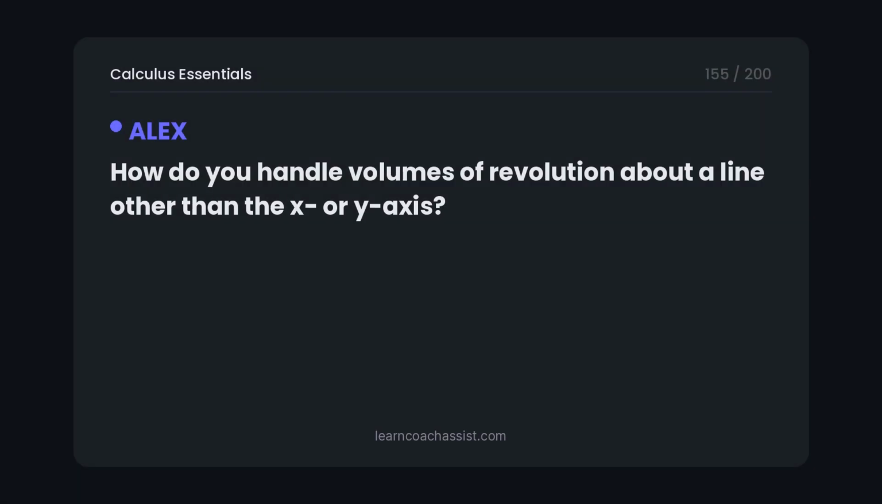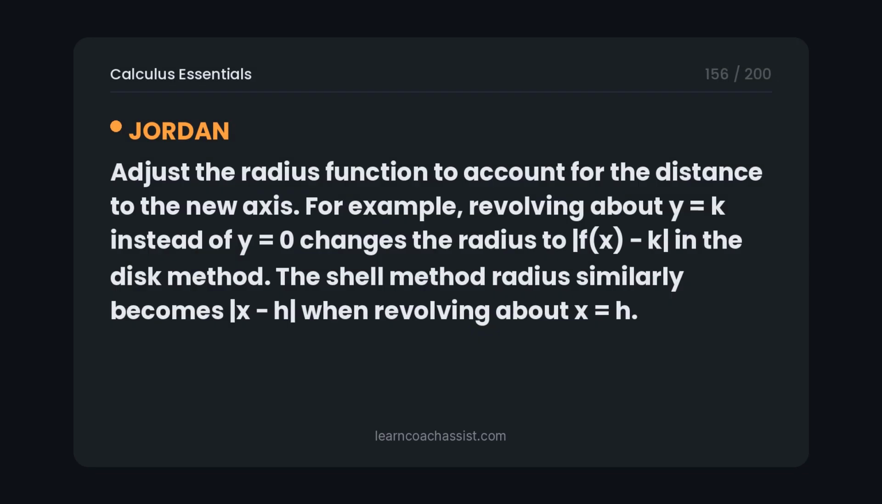How do you handle volumes of revolution about a line other than the x or y axis? Adjust the radius function to account for the distance to the new axis. For example, revolving about y = k instead of y = 0 changes the radius to f(x) − k in the disk method. The shell method radius similarly becomes x − h when revolving about x = h.